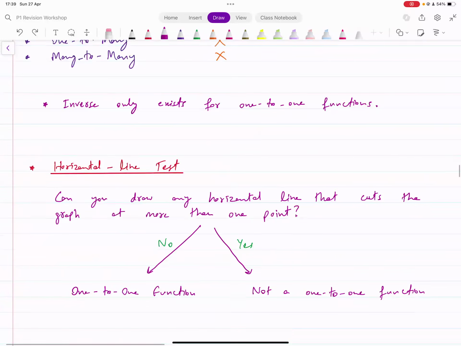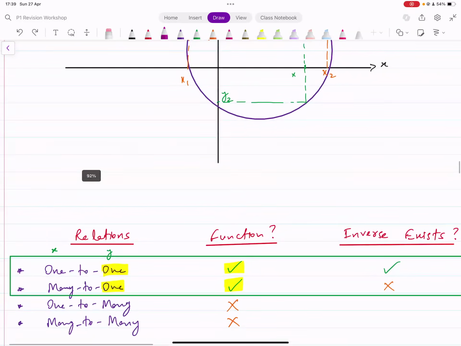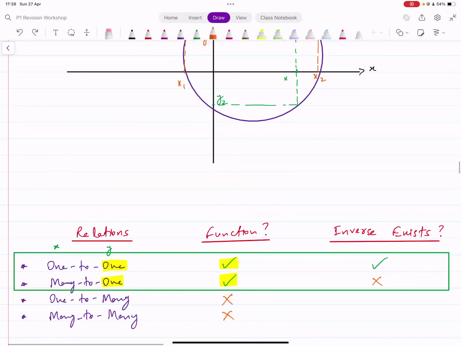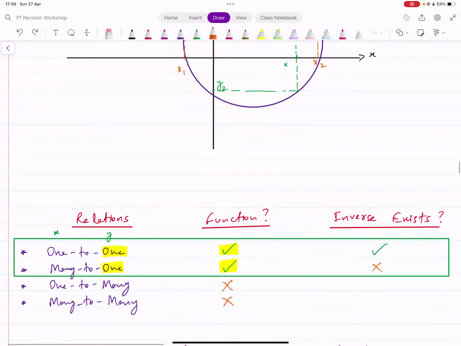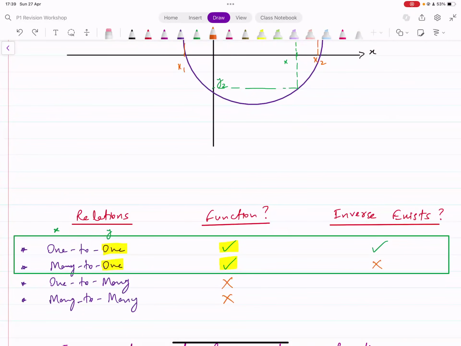So these are four different types of relations: one-to-one, many-to-one, one-to-many, and many-to-many. Only the first two, one-to-one and many-to-one, we classify as functions. The last two, one-to-many and many-to-many, are relations, but they are not functions. Only one-to-one and many-to-one relations are functions.